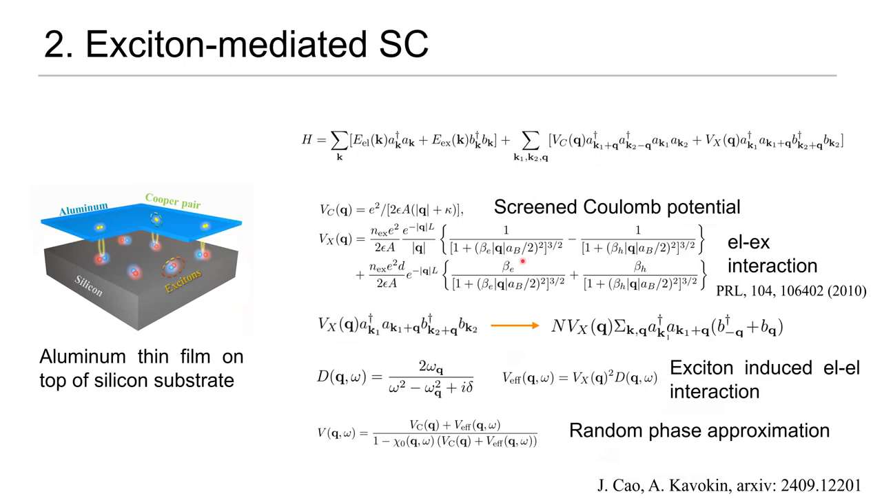Yes, I agree. In experiment, if you want to make sure that the exciton participates in this kind of superconductivity, it is a good idea to control the density of the exciton, for example by light, and to see if there is a change in the critical temperature, to build up the relationship between the exciton and the superconductivity. Okay, thank you.